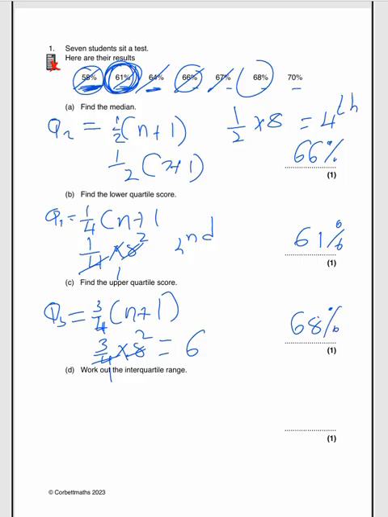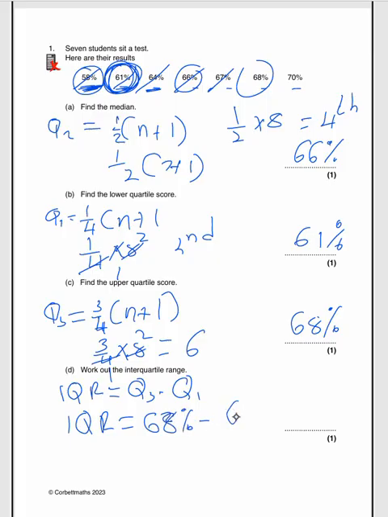Now lastly, we are told to work out the interquartile range. The interquartile range, also known as the IQR, is given as the upper quartile take away the lower quartile. So our IQR is the upper quartile, which is 68, take away the lower quartile, which is 61. This gives us 7. So our interquartile range is 7.